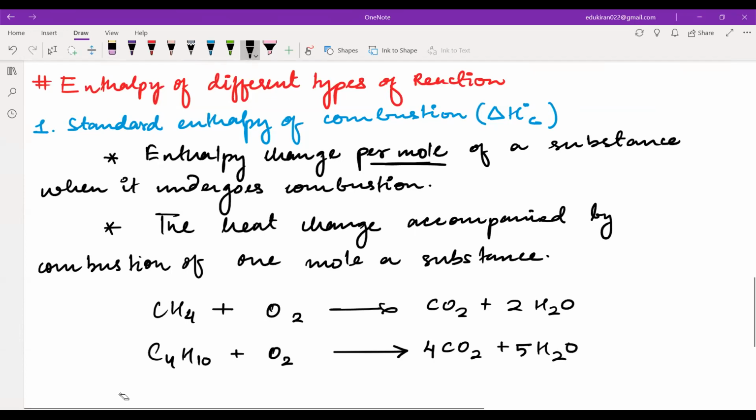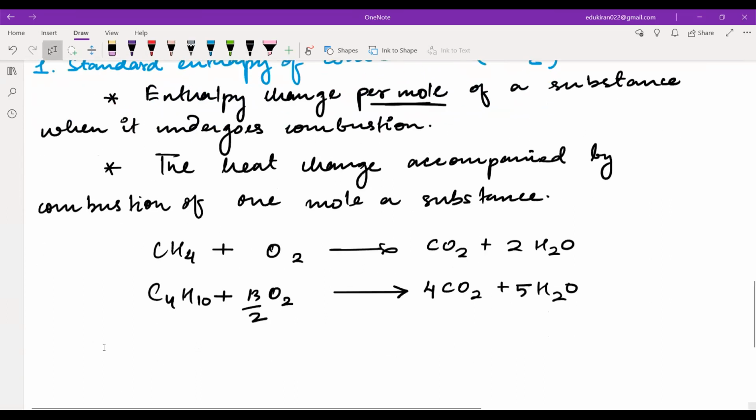C4H10, the stoichiometry is not going to change. Now, how many oxygens do we need? We have here 4 times 2 is 8, and 8 plus 5, that is 13. So you will have 13 by 2 O2 molecules. The stoichiometry of O2 will be 13 by 2. So no need to worry about this type of fractional stoichiometry. It is just because we need to have only 1 mole of the substance. So all of you understood this? Yes or no?